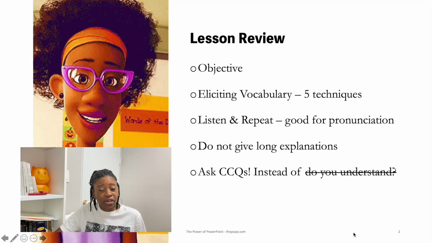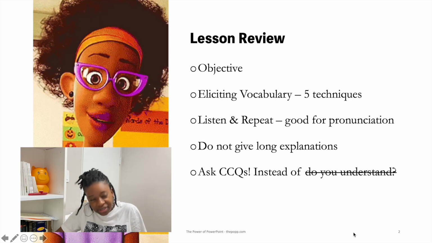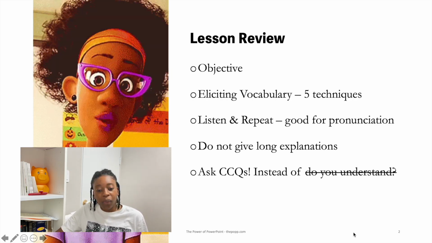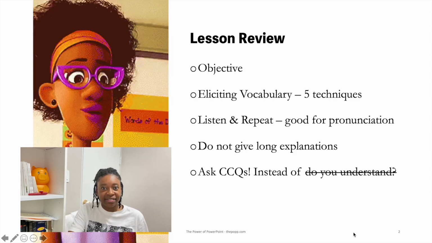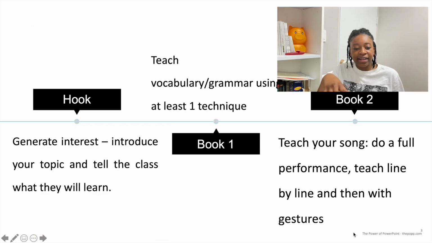I really want you to steer clear of that kind of way of teaching. I just don't find it very engaging when you're introducing a new word. You can do that for pronunciation, but when you're introducing a new word, try to choose a method that will get your students involved. And I've already given you what those methods are. Avoid giving long explanations. If you must talk about the word, keep it to one sentence and ask CCQs. Make sure you ask CCQs. All right, let's go on.